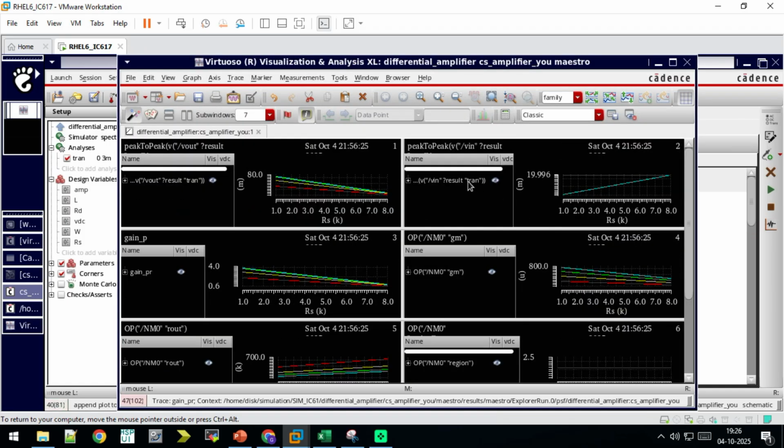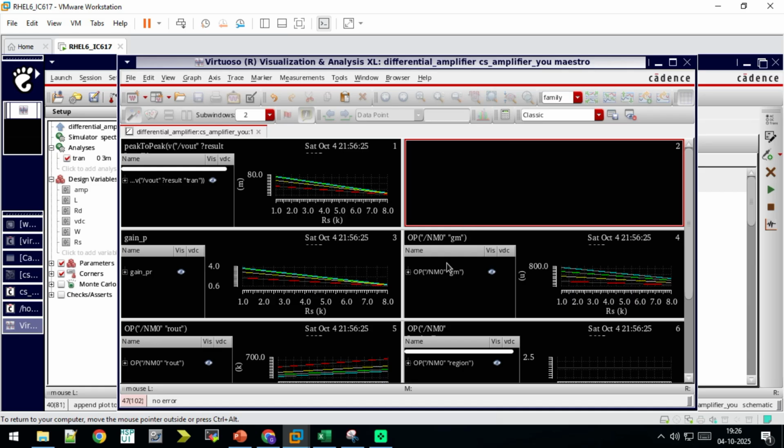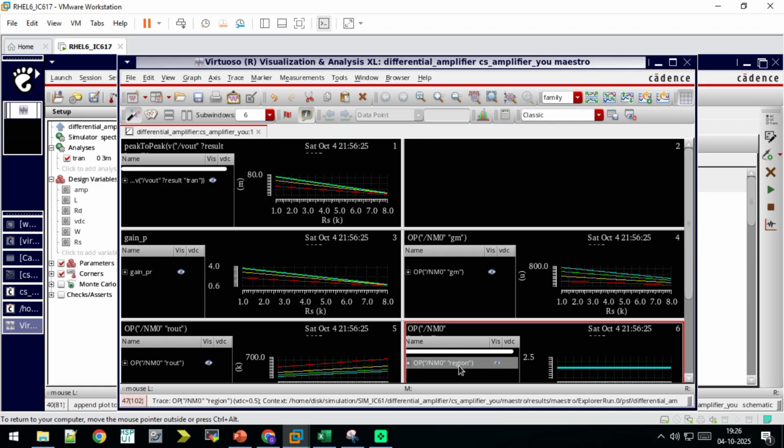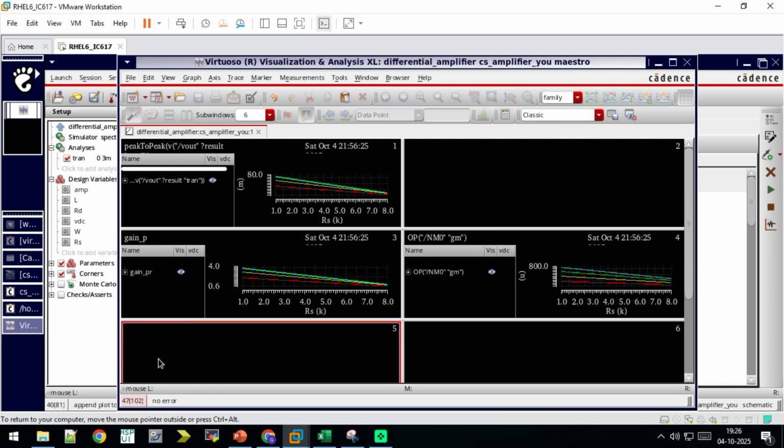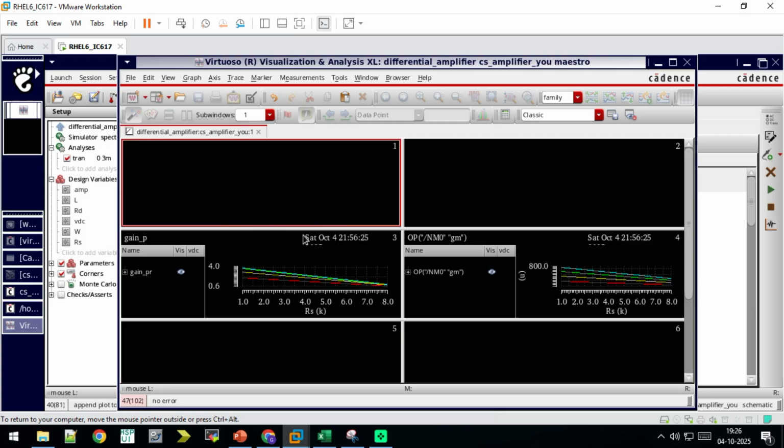I don't bother about the V input, and I don't bother about the region because in all the cases the transistor operated in the second region. R output also is not required, V output is also not required.